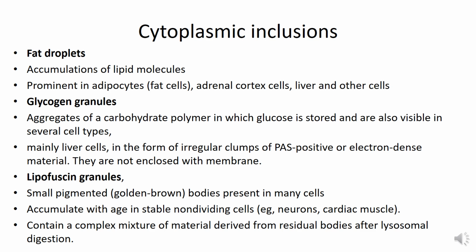Lipofuscin granules are small pigmented golden brown bodies present in many cells. They accumulate with age in stable non-dividing cells, for example neurons and cardiac muscles. They contain a complex mixture of material derived from residual bodies after lysosomal digestion.